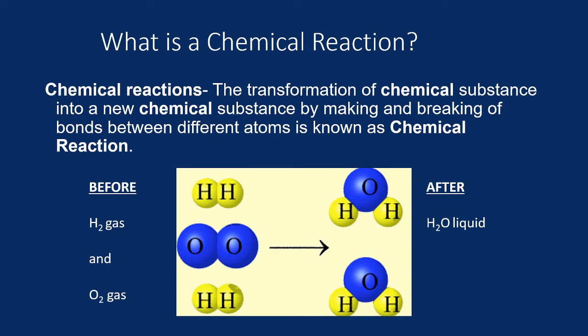What is a chemical reaction? A chemical reaction is the transformation of a chemical substance into a new chemical substance by making and breaking of bonds between different atoms, which is known as a chemical reaction. So, if we take an example of hydrogen and oxygen, and we combine the hydrogen and oxygen, which are both gases, we get a liquid, which is a totally new substance, which is H2O, commonly known as water.